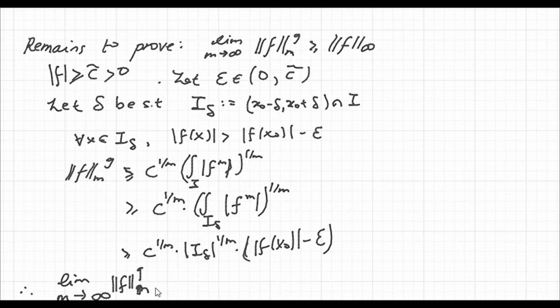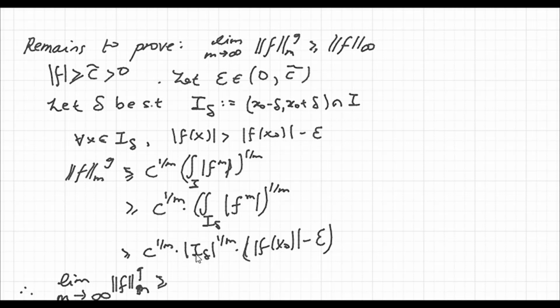I always get these m's and g's mixed up. This thing here has to be bigger than or equal to the limit as m goes to infinity of this thing here. C is a positive number, so this thing here turns to 1. Similarly, the length of I delta is positive because this is clearly a positive number, and it intersects with I. It's all going to be nice and positive.